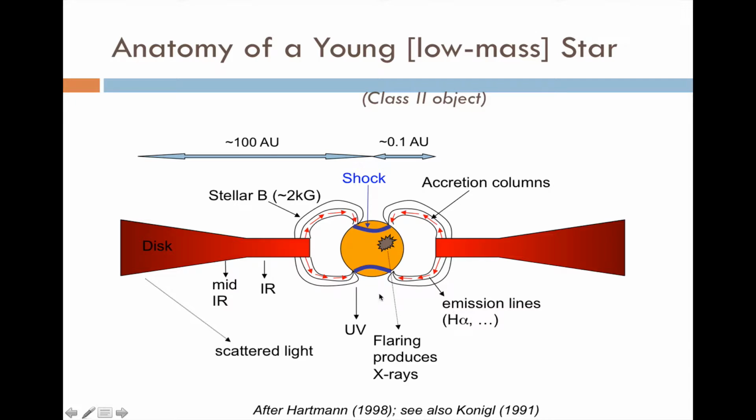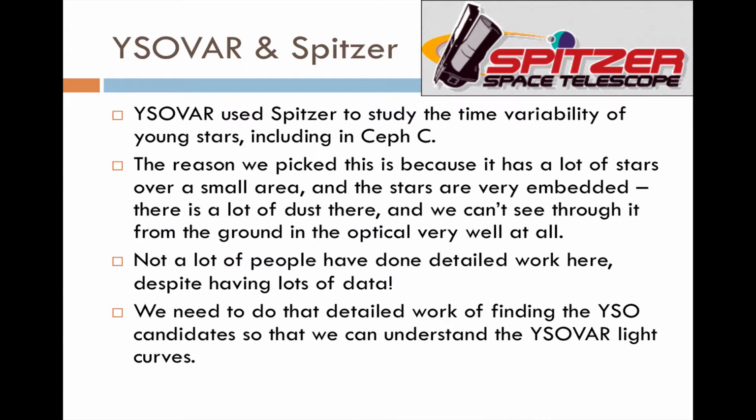Now you can get H alpha just from the flares as well, a huge amount of H alpha from the flares if it's a big bright star, but you can also get H alpha from the matter in the circumstellar disk. So excess H alpha, suggestive of youth; excess X-rays, suggestive of youth; excess UV, suggestive of youth; and excess infrared, suggestive of youth. And we have data in all of these bands, so that's good.